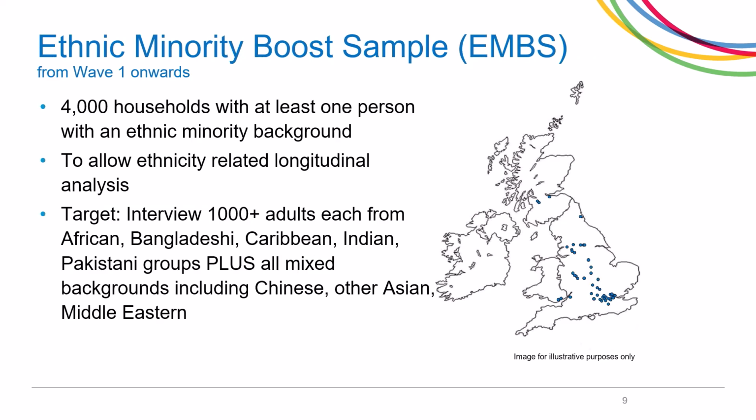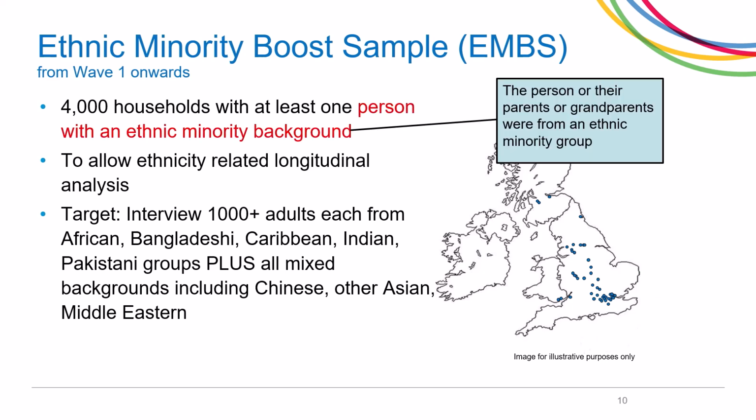Now let's explore the Ethnic Minority Boost Sample, or EMBS. This contains around 4,000 households with at least one individual with an ethnic minority background. It was designed to allow longitudinal analysis of ethnicity and migration-related issues. The target was to survey at least 1,000 adults in each of the following groups: African, Bangladeshi, Caribbean, Indian and Pakistani groups, plus 1,000 from all mixed backgrounds, as well as Chinese, other Asian and Middle Eastern. By this we mean that the person or their parents or grandparents were from an ethnic minority group.